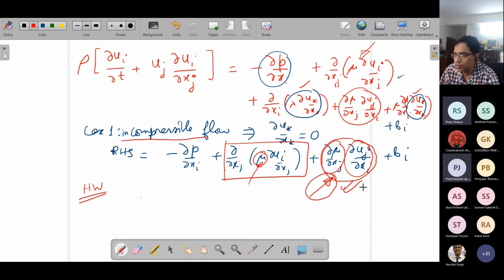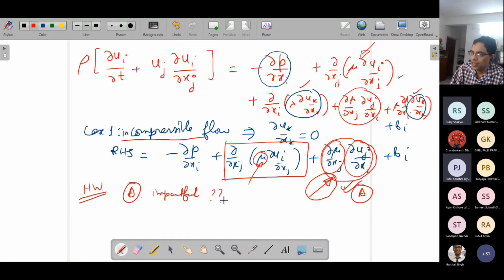So I would keep an open-ended homework for you. So let us say this is term A. So term A is impactful. You can put up some examples and show that with consideration of this and not consideration of this, there is a whole lot of difference in giving a proper prediction even for incompressible flow with variable viscosity. It is otherwise isotropic and Newtonian but inhomogeneous. So this is the homework that I put up for this.